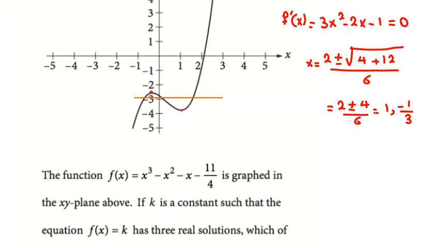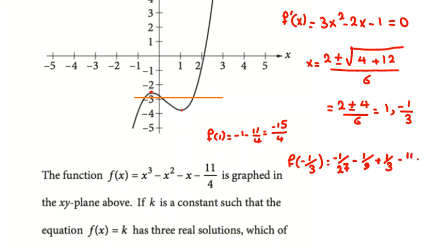Now I want to find y coordinate of these 2 points. F of 1 is what? 1 minus 1, 0, minus 1, minus 11 fourths. Okay, so it will be 4 minus 11, minus 15 over 4. F of negative 1/3, it will be what? It will be negative 1 over 27 minus 1 over 9 plus 1/3 minus 11 fourths.